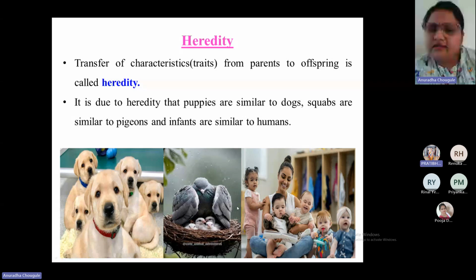Okay, so heredity is nothing but the transfer of characteristics, or we can say traits in terms of genetics, from the parents to the offspring. That is heredity. And what is meant by inheritance? Yes, can you please tell me the definition of inheritance? And what is the difference between heredity and inheritance?